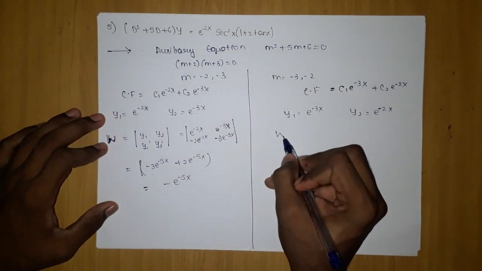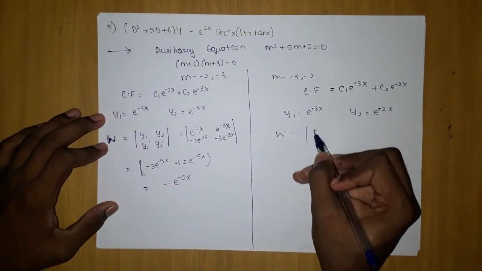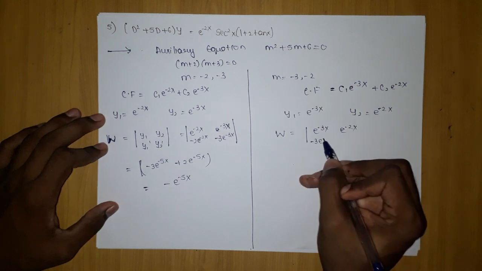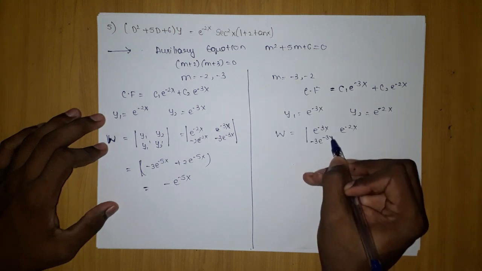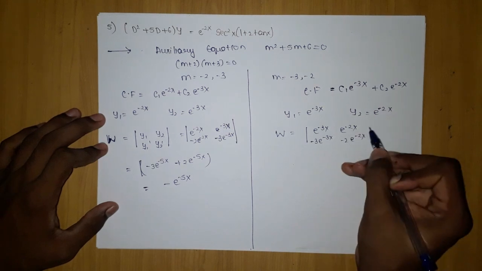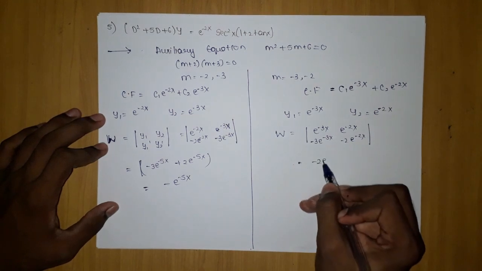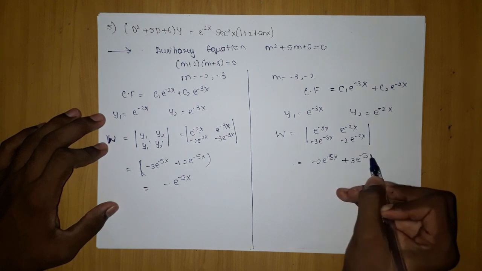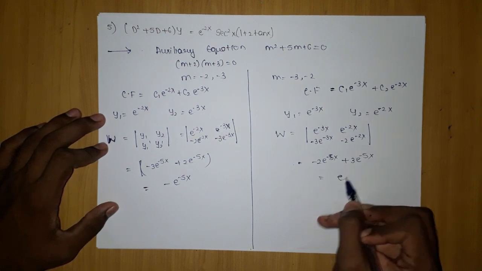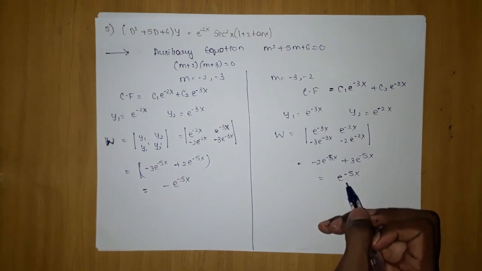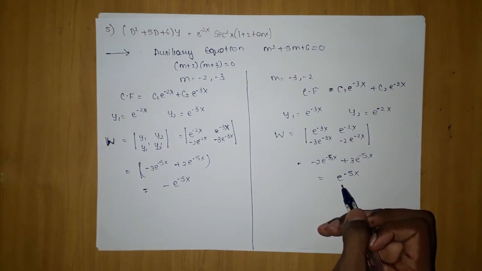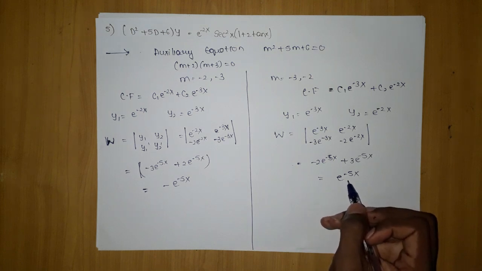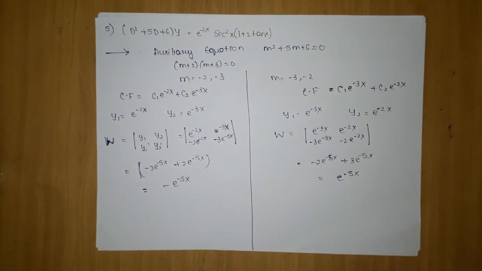But here our W will be different, which will be e to the power minus 3x, e to the power minus 2x, minus 3 e to the power minus 3x, and minus 2 e to the power minus 2x. If we simplify, minus 2 e to the power minus 5x, and here plus 3 e to the power minus 5x, giving me e to the power minus 5x. So we are getting our W different in this case, which is positive e to the power minus 5x, and here it is negative, minus e to the power minus 5x.